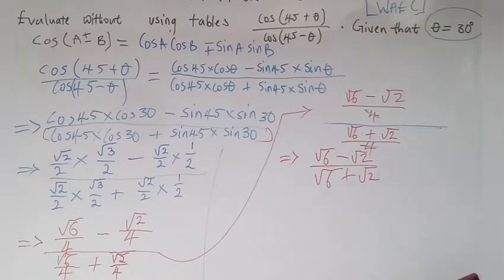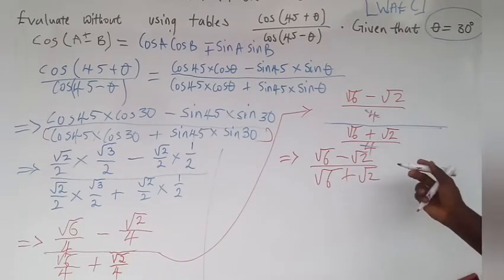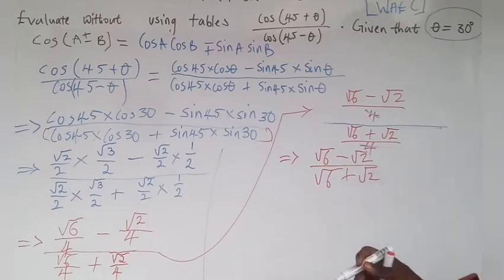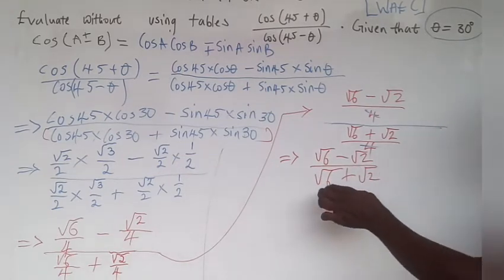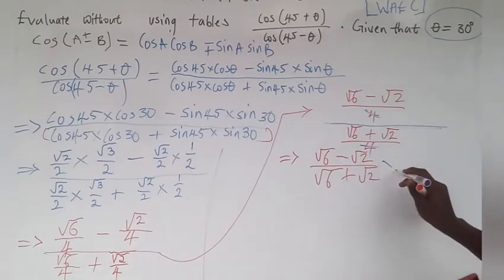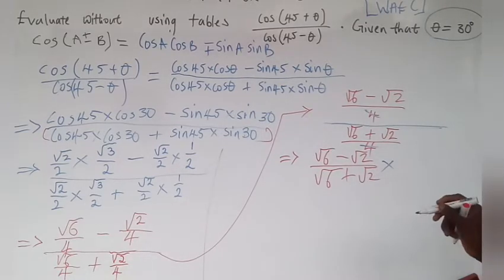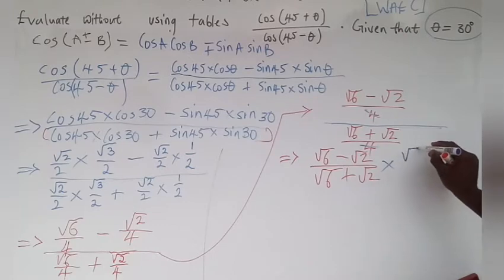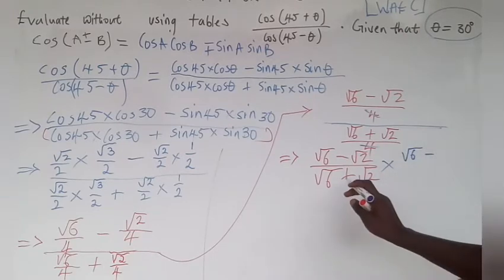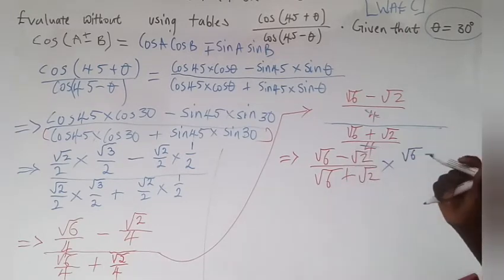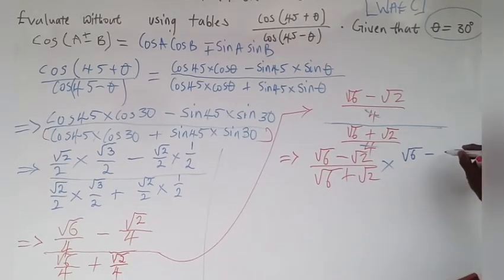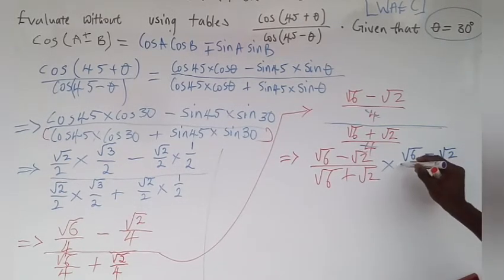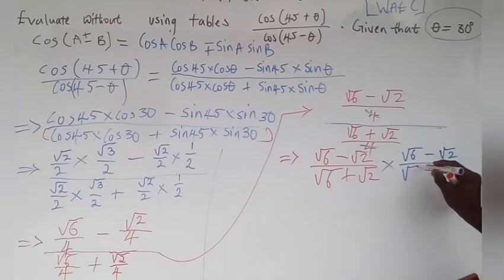So I'm going to multiply the numerator and denominator by the conjugate of the denominator, because I want to get rid of the roots from the denominator here. The conjugate of the denominator is root 6 minus, this was plus, so the conjugate of this is the minus of that, just minus root 2 divided by root 6 minus root 2.